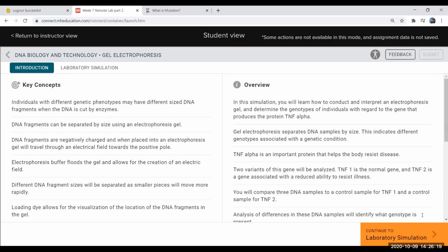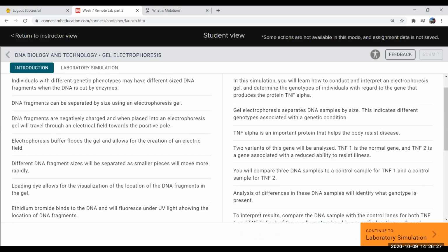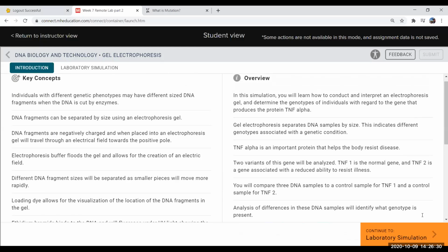All right, so we're going to get a fingerprint for TNF-alpha-1, and then we're going to get a fingerprint for TNF-alpha-2 and see which one of these the patients have. Now, again, like we said, to do this, we took DNA samples from these patients, we amplified the specific areas with PCR, and then we cut them with restriction enzymes.